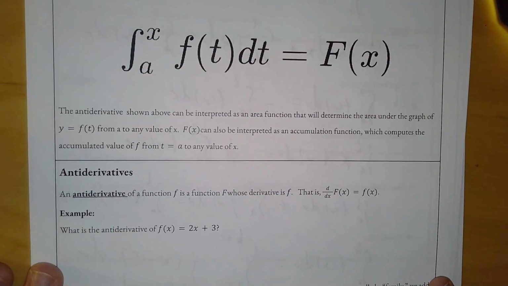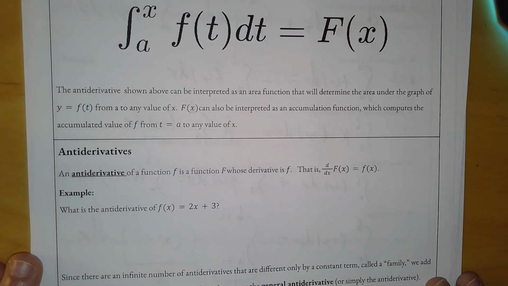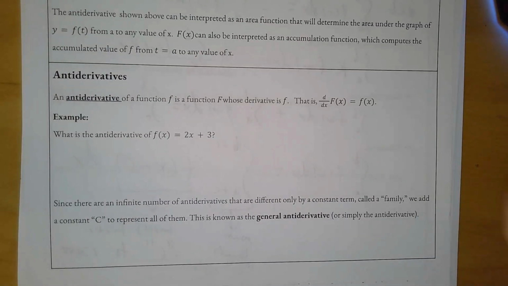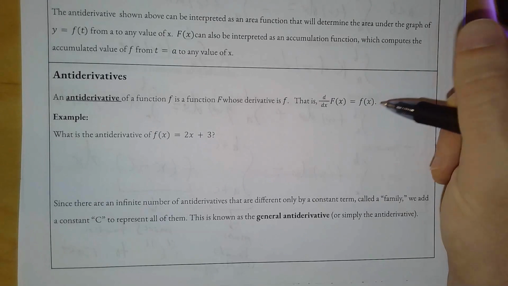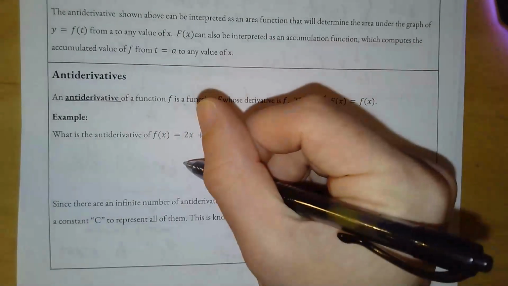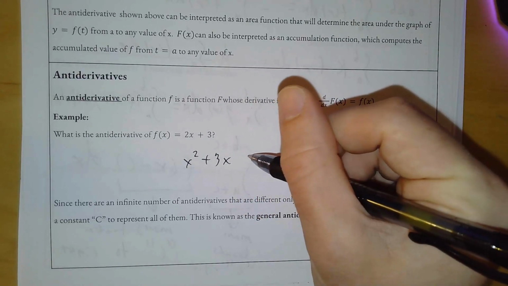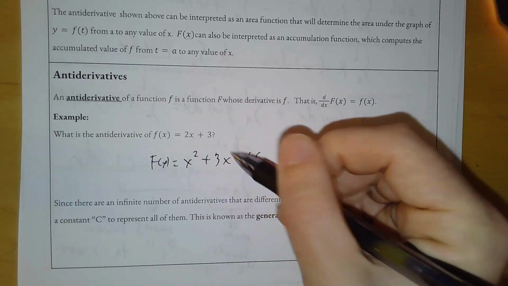The antiderivative shown above can be interpreted as the area function, and will determine the area under the graph of y equals f of t from a to any value of x. Capital F of x can also be interpreted as an accumulation function, which computes the accumulated value of f from t equals a to any value of x. Okay. An antiderivative of a function is a function capital F whose derivative is little f, where the derivative of capital F equals little f. And the antiderivative of this must be x squared plus 3x plus c. I'll put the c at the end, because the derivative of this is that.